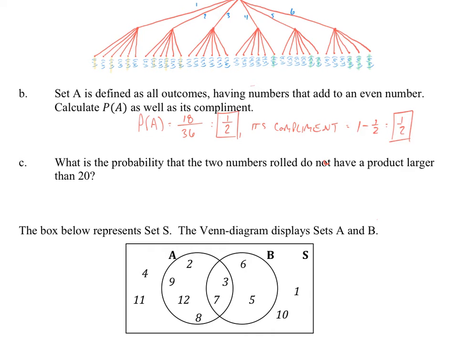So it looks like the probability of this happening is 3. Or I'm sorry, I highlighted 6 of them. So it's 6 out of 36, which is going to be 1/6. So it's asking what's the probability that they do not have a product larger than 20. This is all of the ones that do. So we'll take the complement. 1 minus 1/6, that will give us 5/6. And so that is the probability that the 2 numbers will not have a product larger than 20.